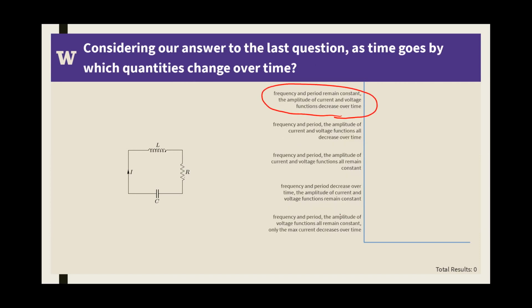And so we're going to have less and less energy as the oscillator goes back and forth. So qualitatively it means the same thing that it did for simple harmonic oscillators, in that the frequency and the period, which don't depend on the amplitude and don't depend on the energy, remain constant. And the amplitude of the current and the amplitude of the voltage functions, which do depend on the energy, will decrease over time. So this is a really close analogy to the hula hoop with friction.